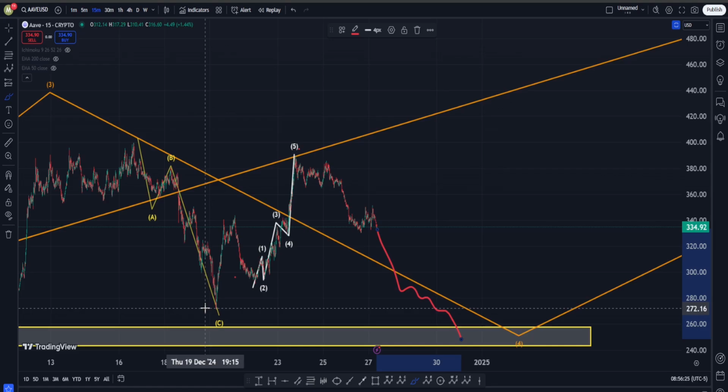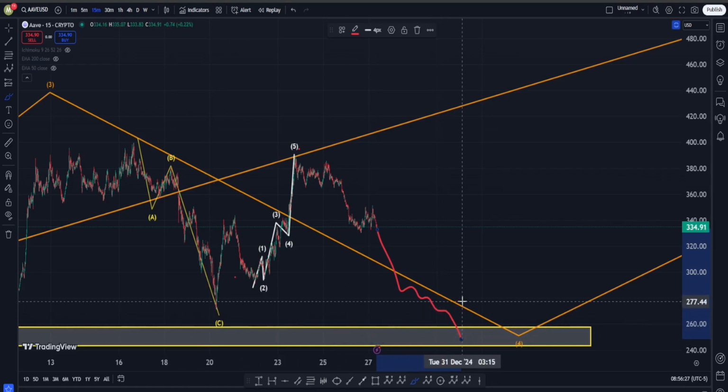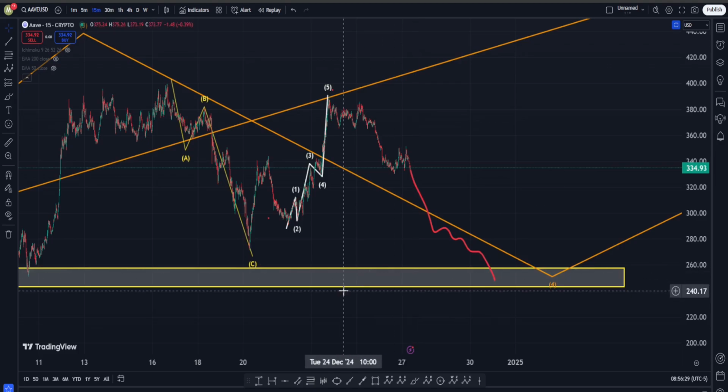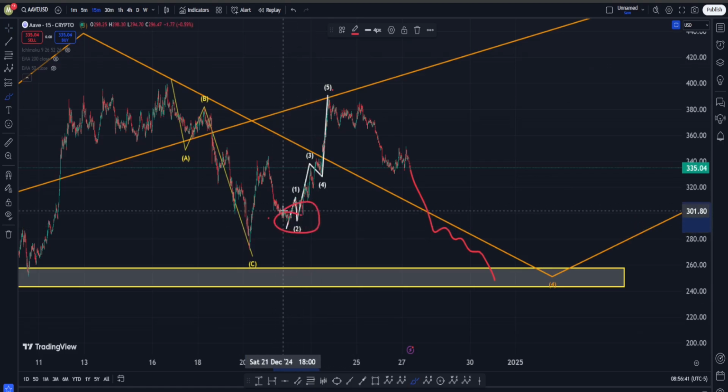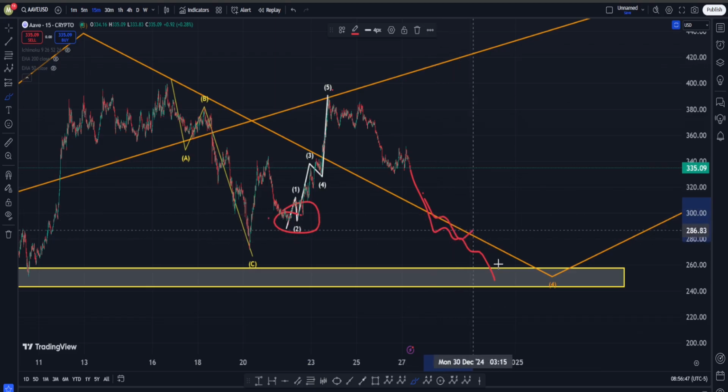And I think we might go a bit lower than that to where? To somewhere around this very important broken resistance area between $240 to about $260. So again, taking this low will actually mean quite a bit in AAVE, and it suggests that we're gonna go maybe for another wave on the downside.